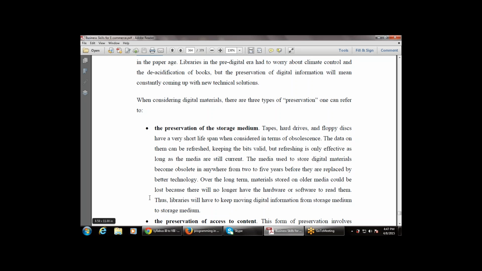Tapes, that is magnetic tapes, hard drives and floppy drives have a short time period, and they are known as the first of all storage media. They have a very short lifespan when considered in terms of obsolescence. The data on them can be refreshed, keeping the bits valid, but refreshing is only effective as long as the media are still current. The media that is used to store digital material becomes obsolete in anywhere from 2 to 5 years before they are replaced by better technology.